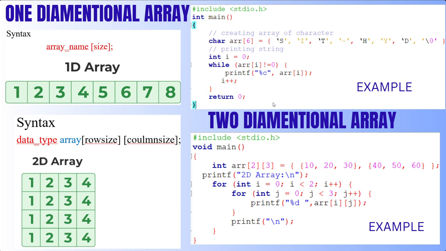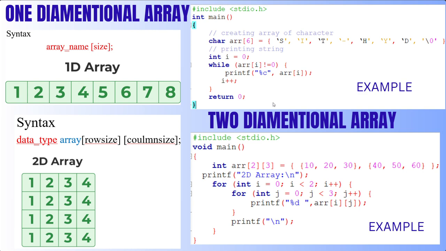I think it is going to be 20. Next, J is going to be 2. Then it is going to print 0 comma 2. At the first row, third column, 30 is going to be printed. Now J becomes 3, and 3 is not less than 3, so it will exit. Now it is going to go to the print outside the loop.